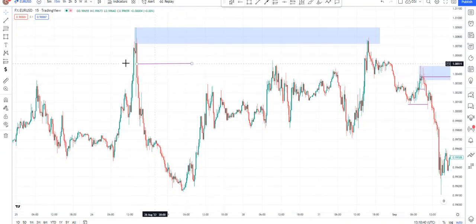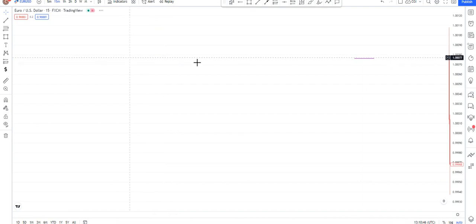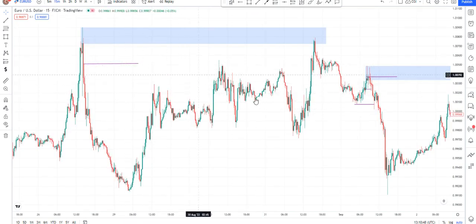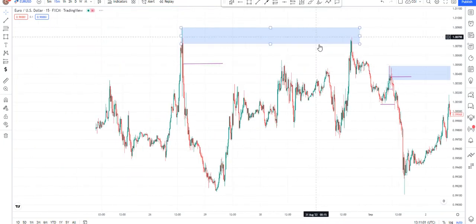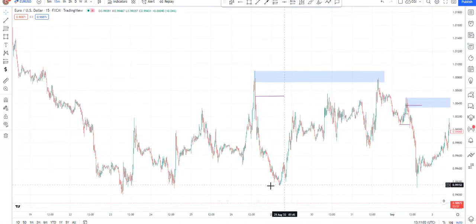I don't just use it as the first thing in my strategy. I use it as a last thing. Sometimes I just ignore it entirely. So this is an example of the primary inducement happening. After the primary inducement, price sells, and it went down to the external liquidity.